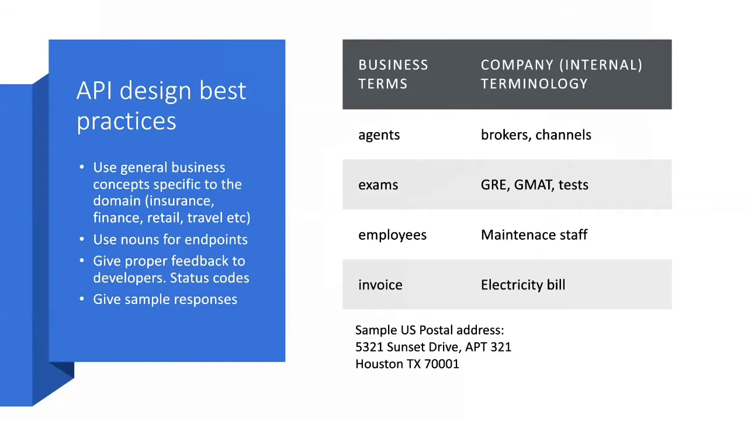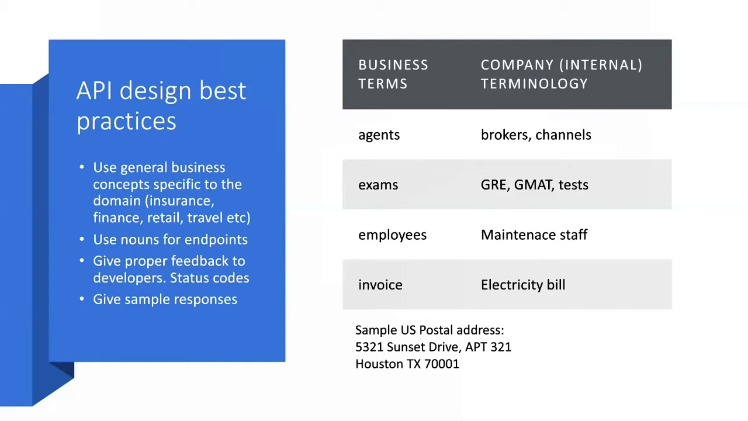To make any API intuitive, the first thing which is very important is the naming standards, or the terms that you would use to get to the right endpoint name. It is best practice to use general business concepts when you design your APIs. For instance, if your company is working in the insurance industry, finance, or retail, you would have a particular nomenclature that you would use in those industries, and you should try to use those generic business terms. At the same time, you should avoid using company internal terminology.